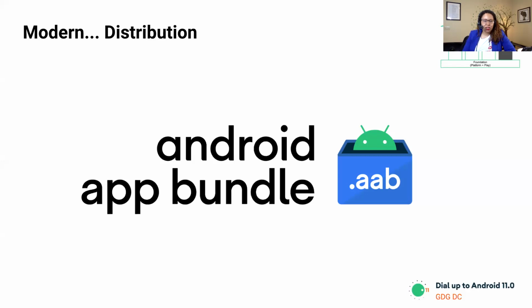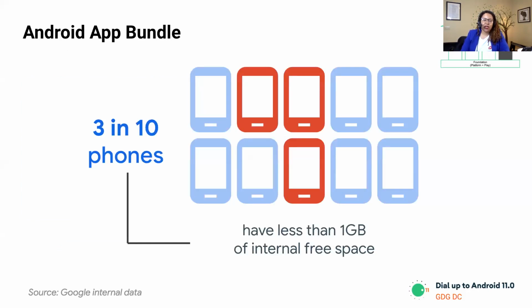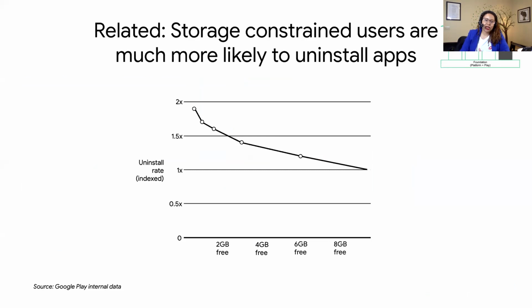Next up is modern distribution. And this is a new way of distributing apps, and that's the app bundle. So it's not all about the APKs anymore. As far as distribution goes, we announced the Android app bundle back in 2018. And what's interesting is that many users have very limited storage on their devices. In fact, 3 in 10 phones have less than 1 gigabyte of internal free space. And constrained storage leads to uninstalls. Users without free storage are almost twice as likely to uninstall compared to users that have free storage.